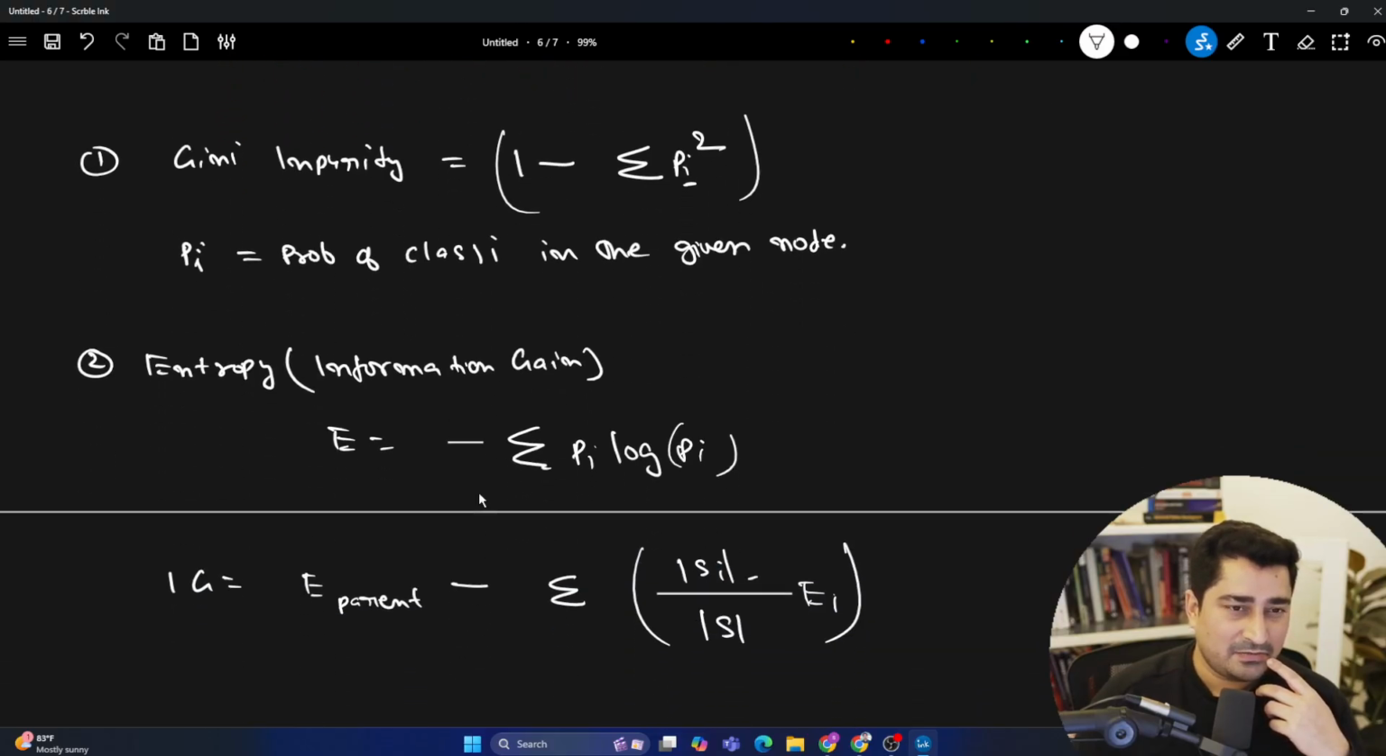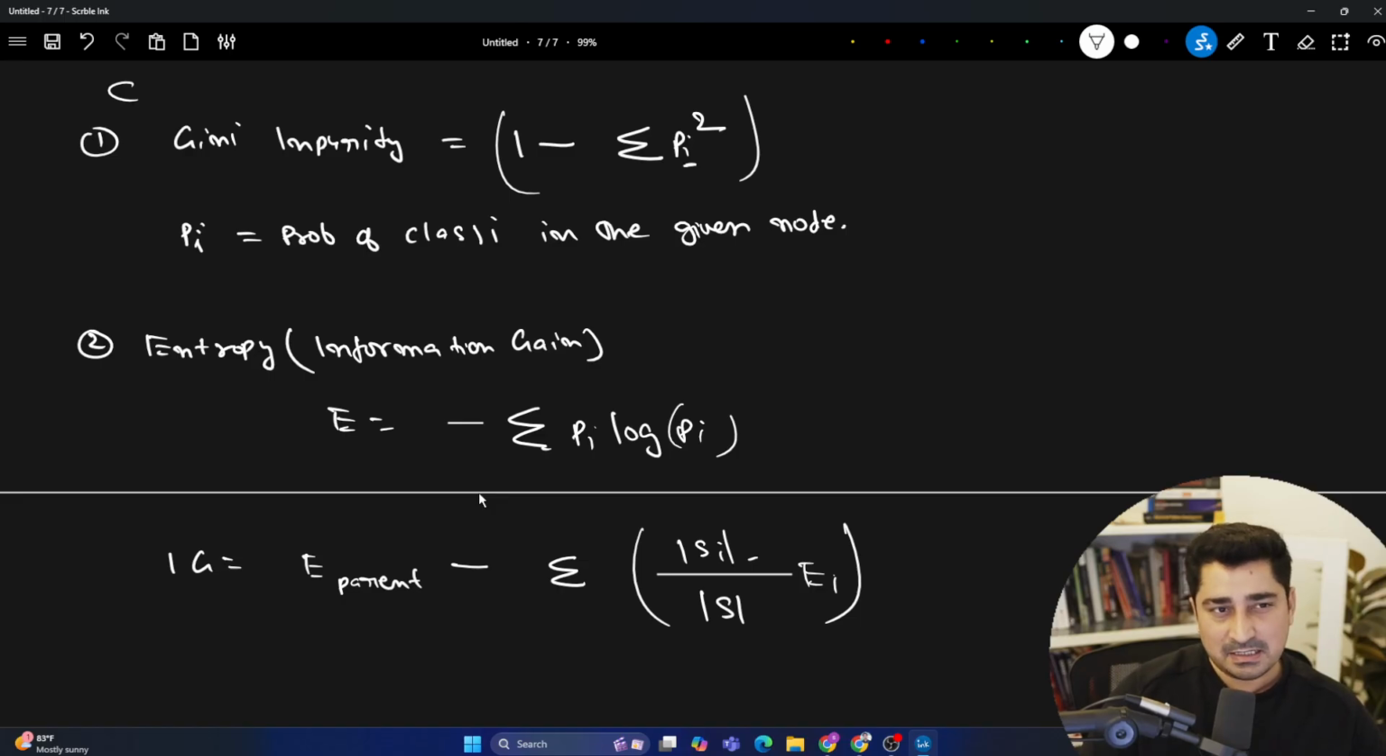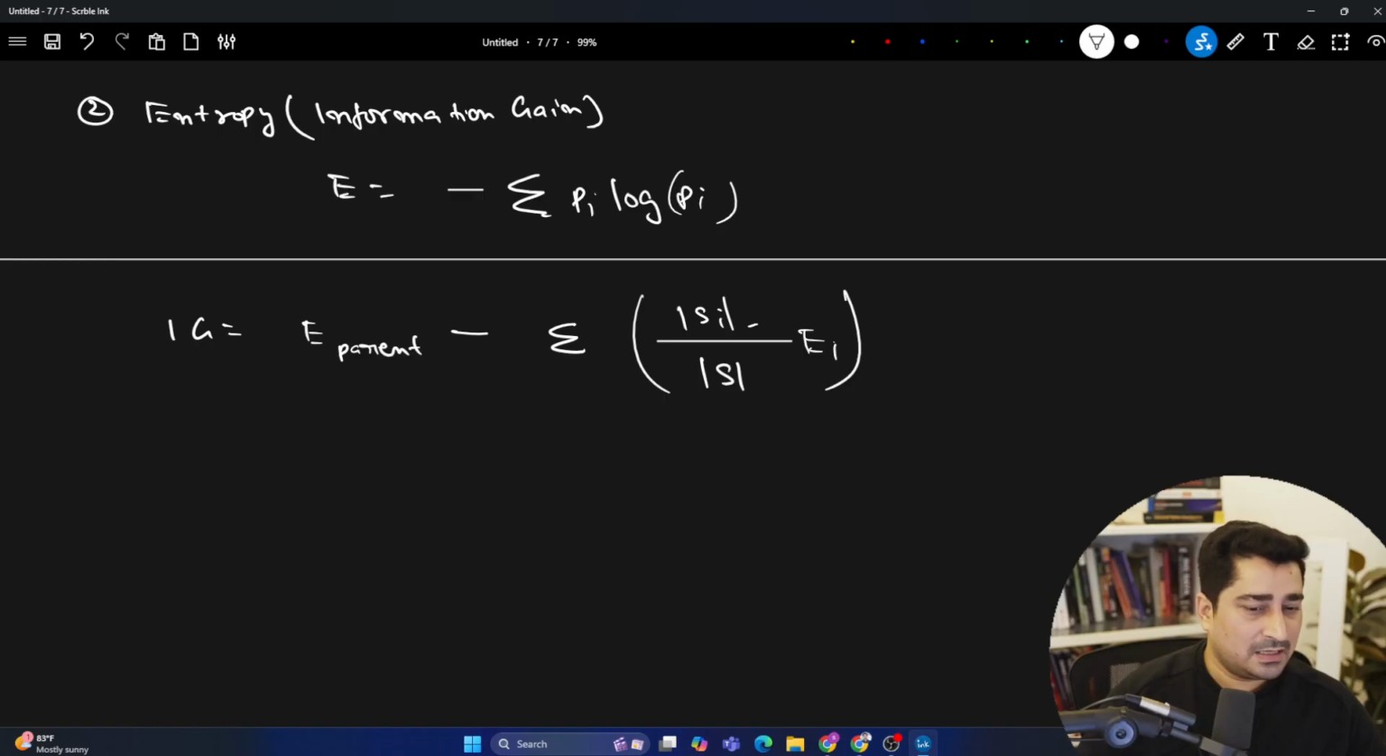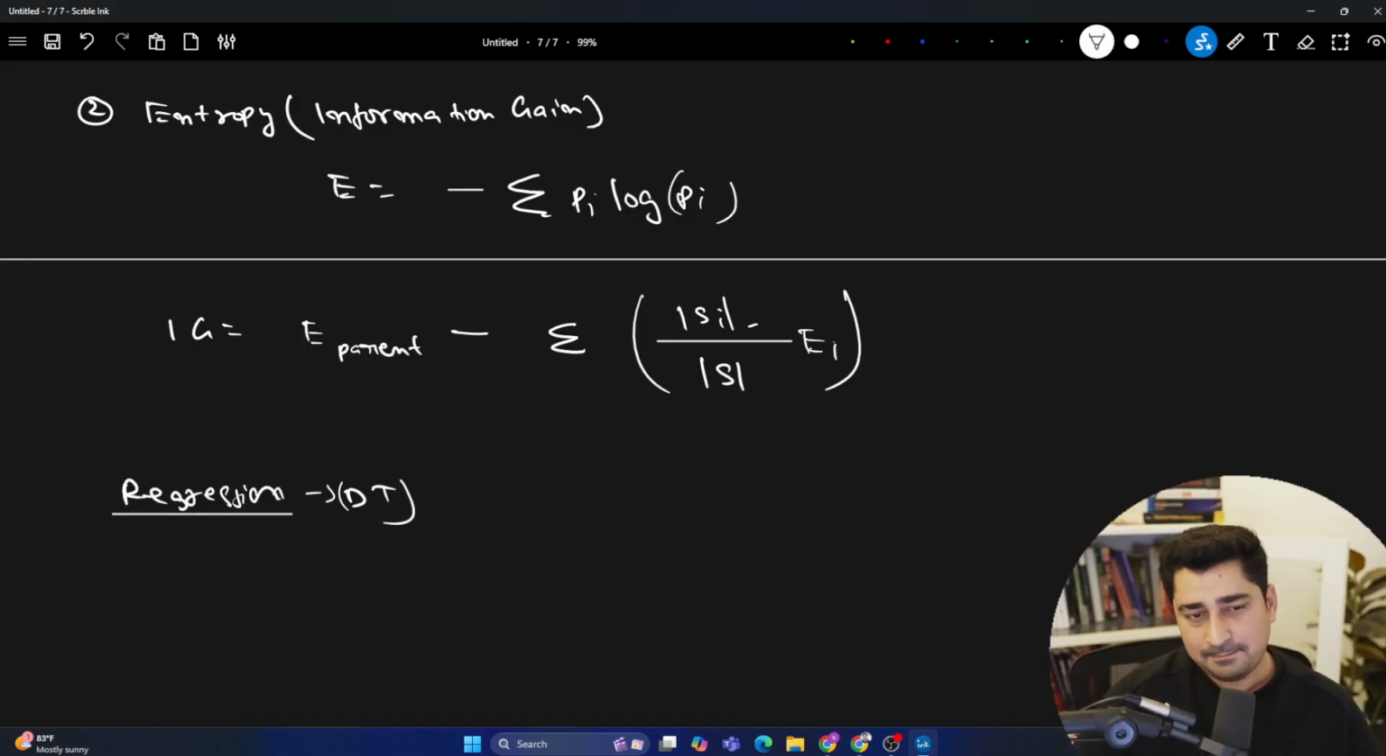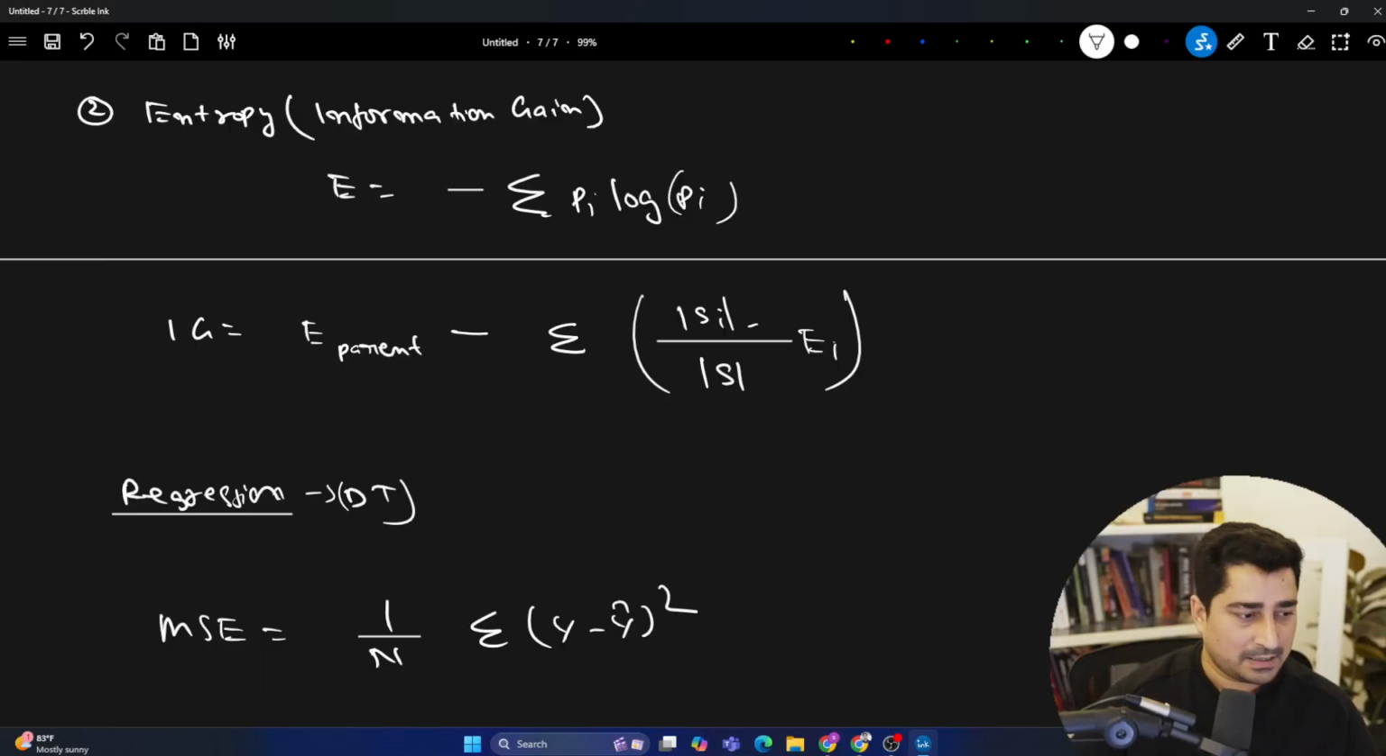This is what happens in case of classification. If I'm trying to solve a regression problem, here what we try to do is find out the MSE, in case of a regression problem with respect to a decision tree, DT. We try to find out the mean squared error. I believe we all know what the mean squared error is: 1 by n summation of y minus y hat, squared.